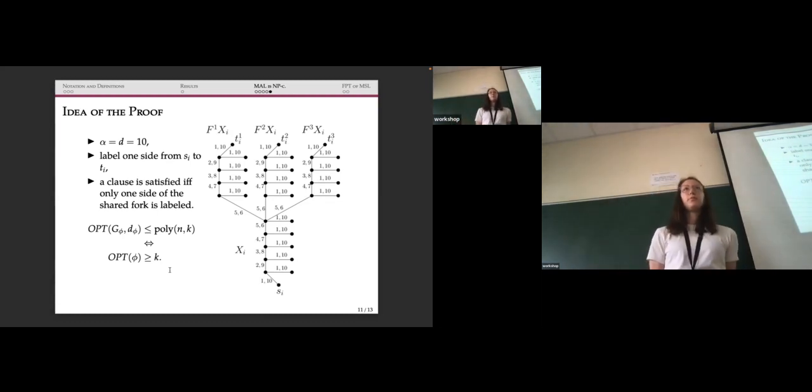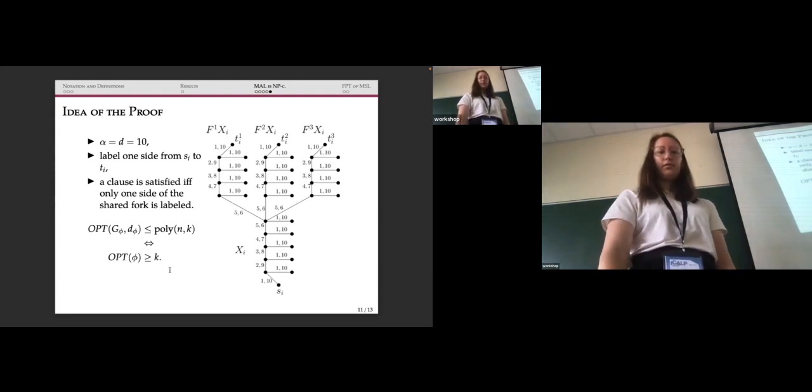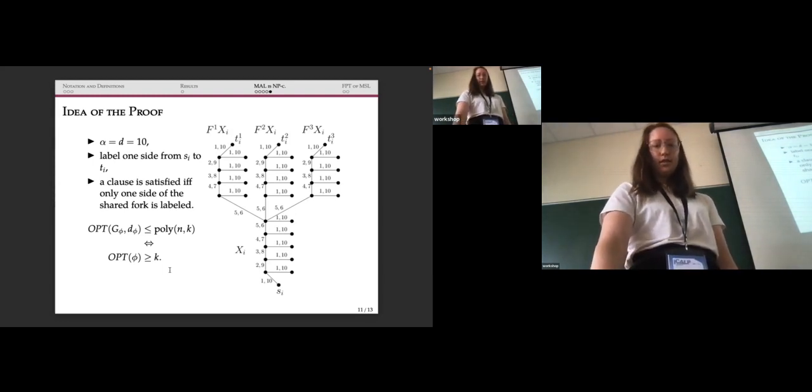So the problem, when given a graph, you want to connect everyone among each other temporally, and you give me an H, the maximum label I can use, the problem is NP-hard. So how does this prove it? Here, the maximum label we used was just 10, the diameter.